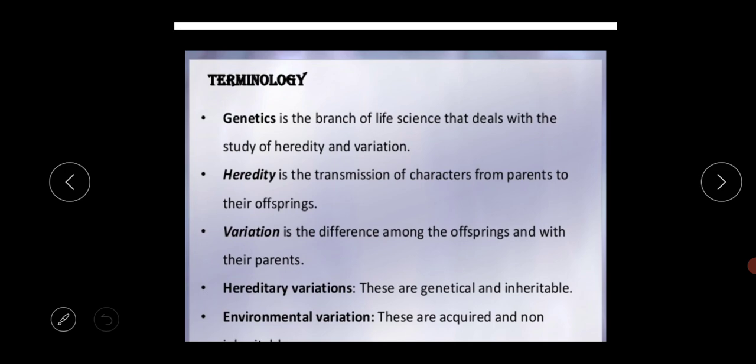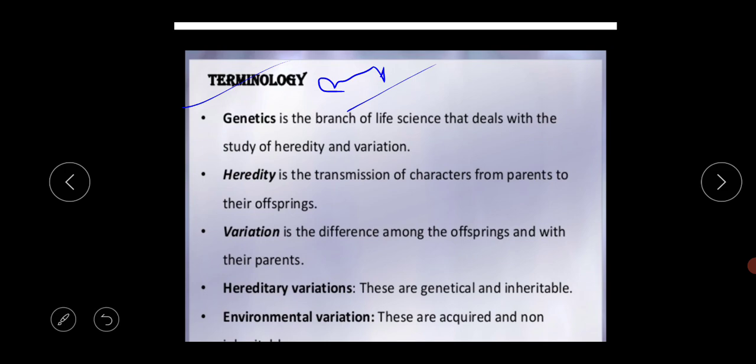Next thing is some terminology. This is important for your exam: the different kinds of terminology, what is the meaning of genetics, what is the meaning of variation, what is the meaning of heredity. All those things are important for your 1 mark or 2 marks questions.